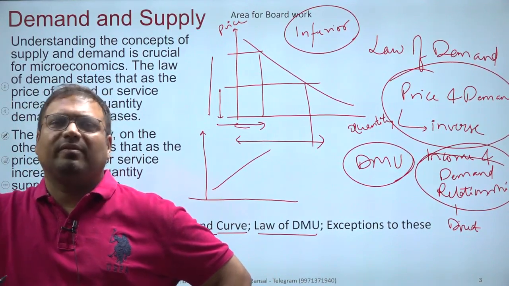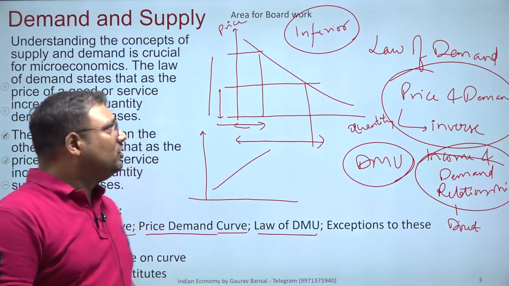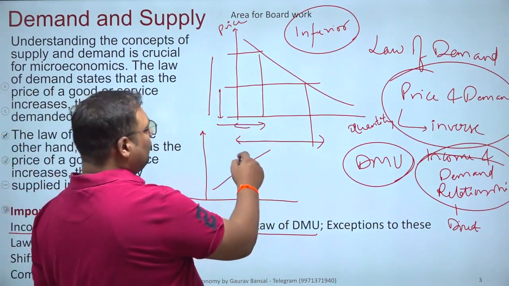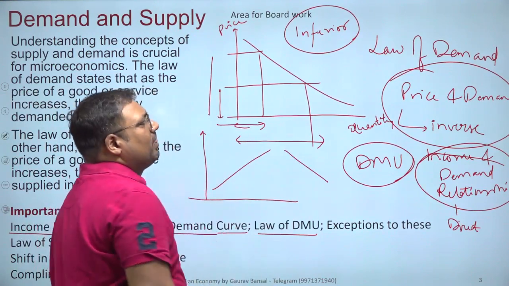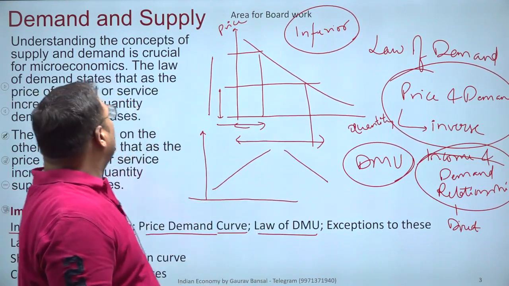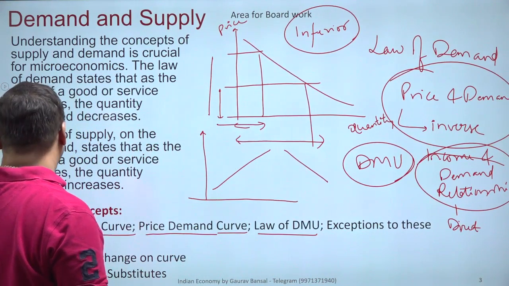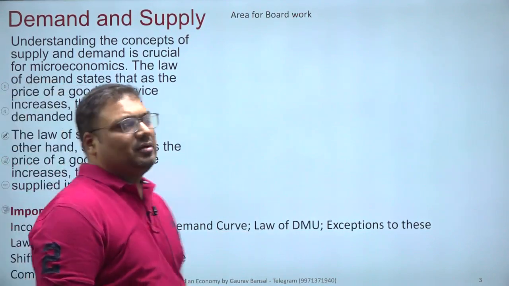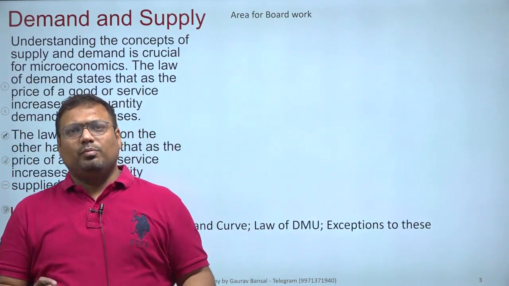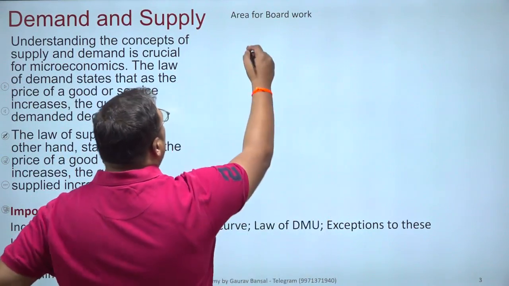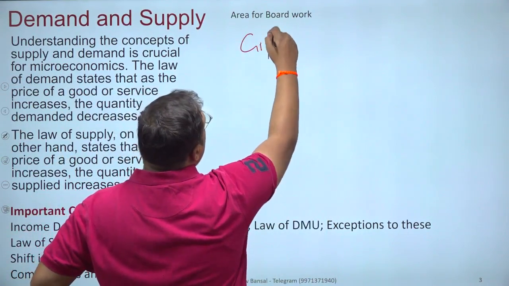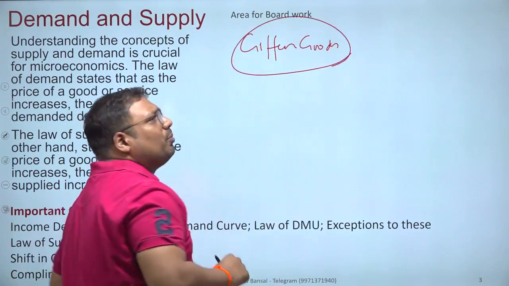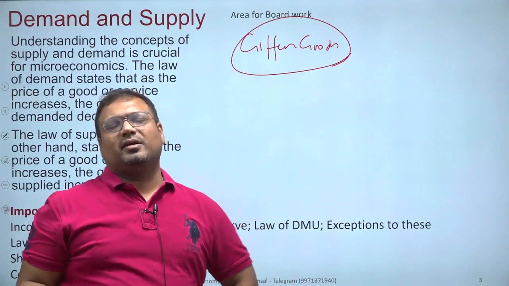Anything in the world can become inferior provided you have enough income. So this is inferior. For inferior goods, the income demand relationship will be inverse. So I hope inferior good is clear. Now another exception is Giffen goods. These are goods whose demand increases when their price increases.